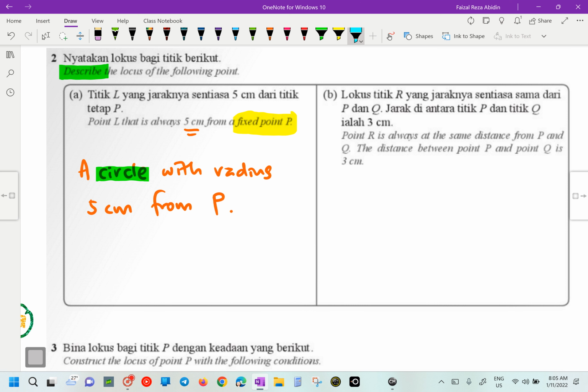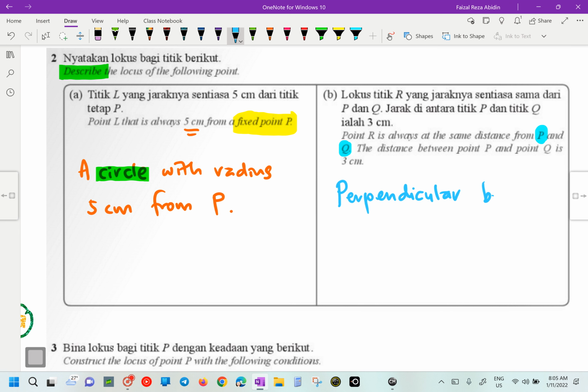Okay, for B here, point R is going to be our locus, is always at the same distance from P and Q. The distance between point P and Q is 3 centimeters. So we are going to have what over here? Is it a line or a 2 point? 2 point, right? If 2 point, what type of locus you are going to have? Perpendicular. Yes. So we are going to have perpendicular bisector. That's going to be our locus.